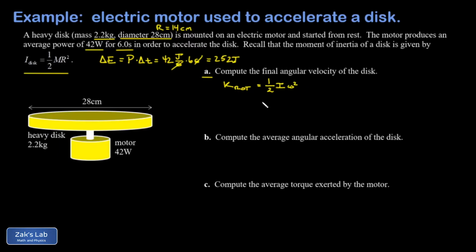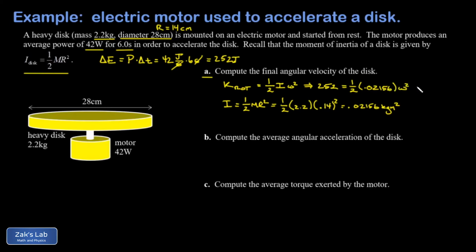So it's useful, before we plug all the numbers in, to just calculate the moment of inertia of this disk separately. Again, that's 1/2 mr squared. We plug in the mass of the disk. We plug in the radius in SI units, so this is 0.14 meters squared. This gives me 0.02156 kilogram meters squared. So now if I go up and do my energy calculation, I have a total rotational energy in the final state here of 252 joules. That's equal to 1/2 times the moment of inertia, 0.02156, times my final angular velocity squared. And we can solve for omega, and I get 153 radians per second.